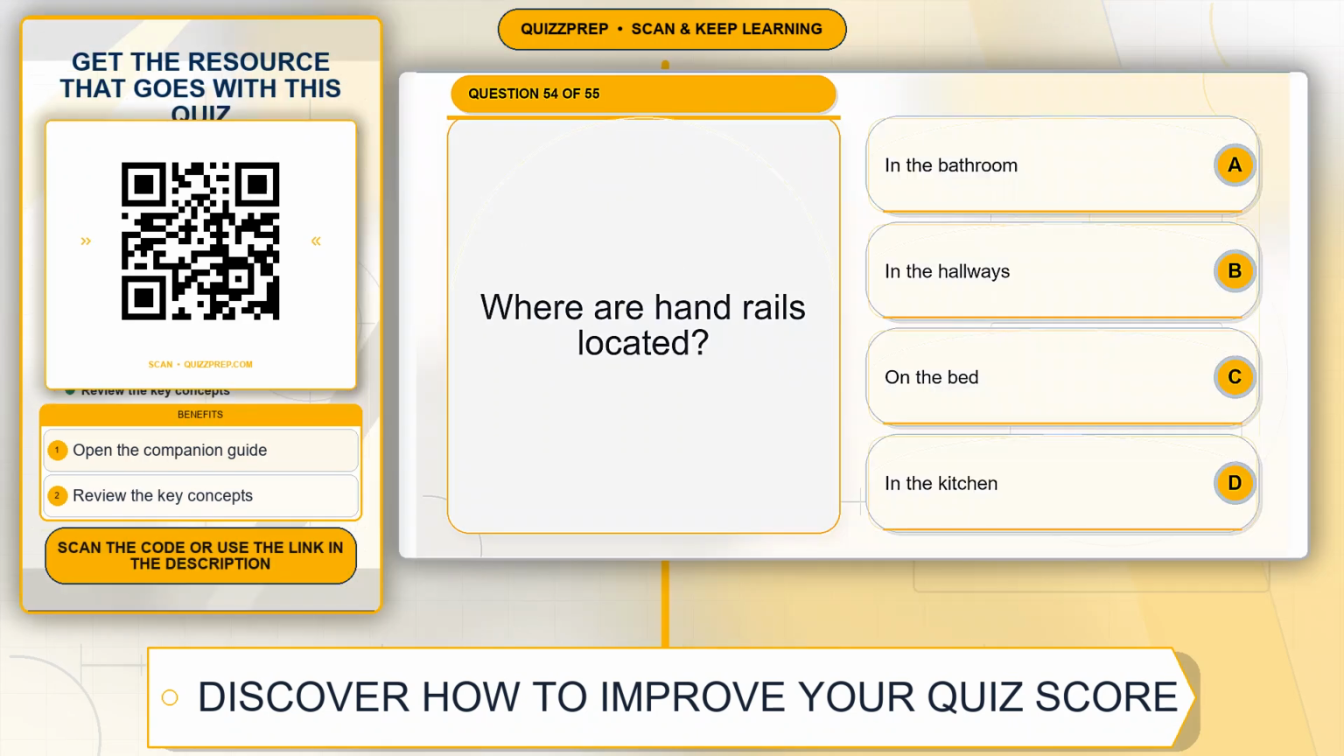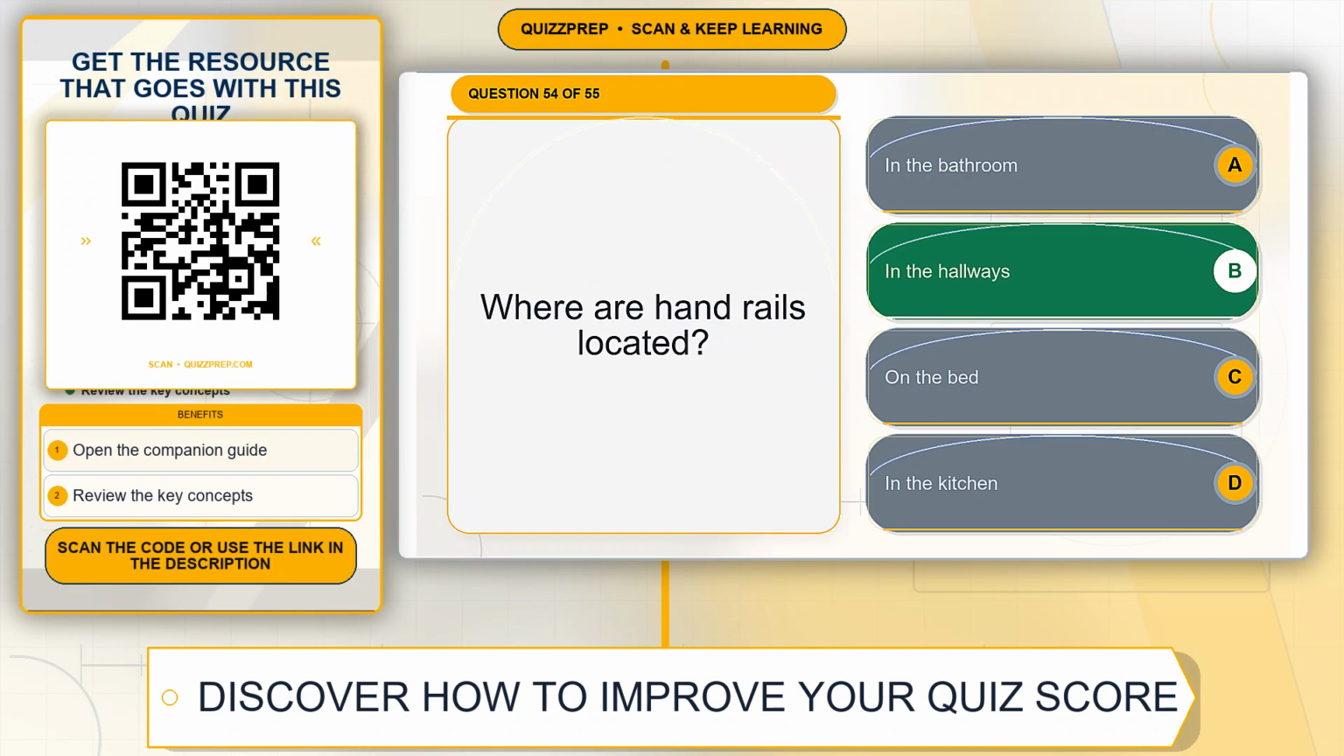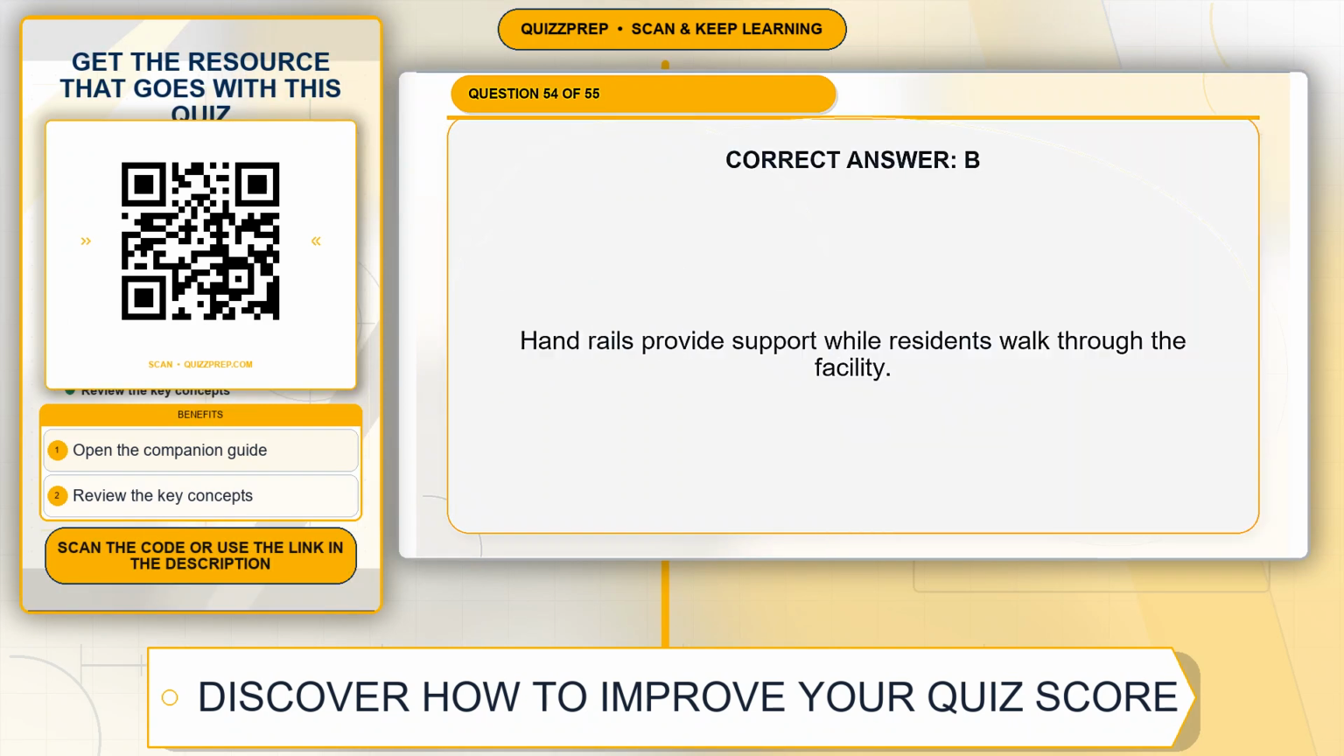Question 54. Where are handrails located? Option A, in the bathroom. Option B, in the hallways. Option C, on the bed. Option D, in the kitchen. The correct answer is option B, in the hallways. Explanation. Handrails provide support while residents walk through the facility.